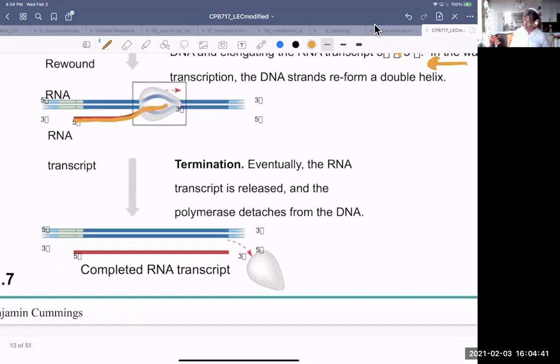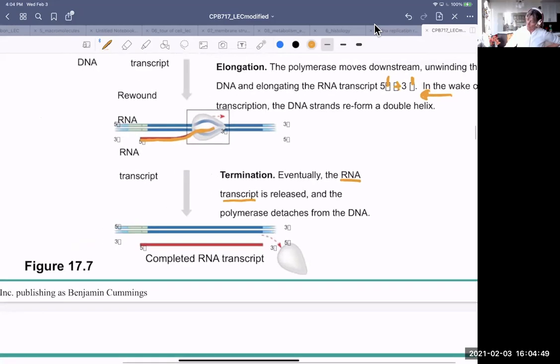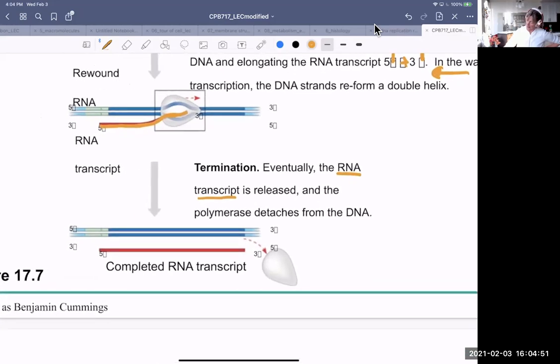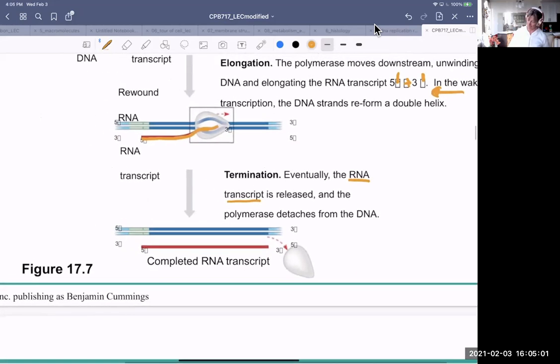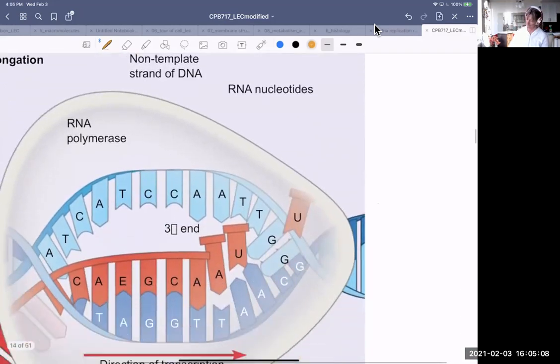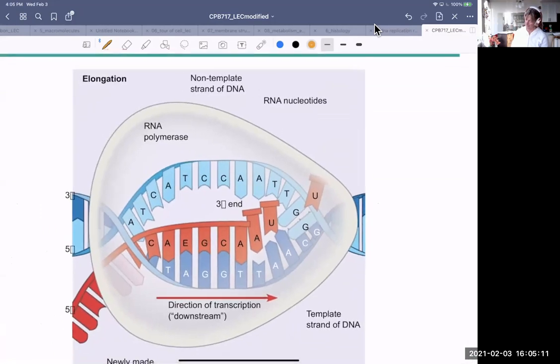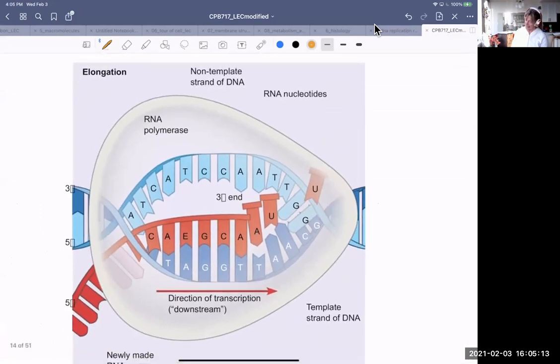And eventually, the new RNA transcript is released. So it gets to a point where a signal on the gene, at the end of the gene, will signal the polymerase to disembark at that point. So this is the polymerase, and here are the new nucleotides being added on.